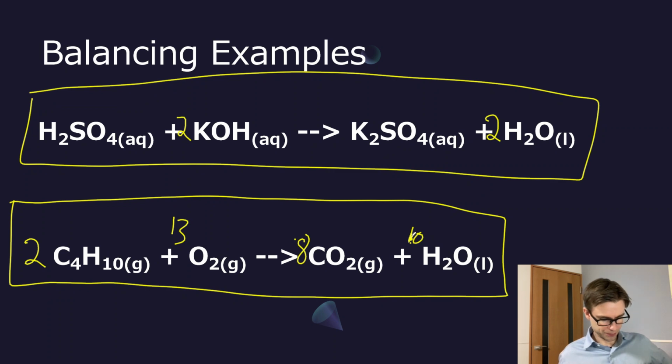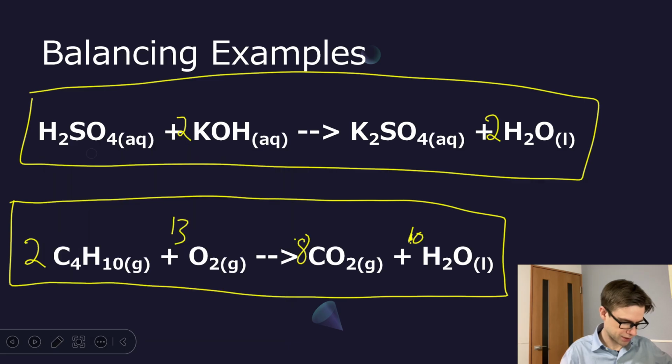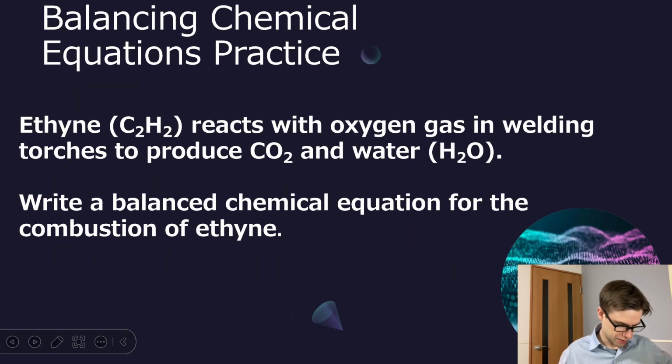Okay, so this is a really important skill you have to do very often. I think I have a little bit more practice on the following slides. Here's another one. Ethyne, C2H2, reacts with oxygen gas in welding torches to produce CO2 and water, H2O. Write a balanced chemical equation for this reaction. You should be able to do that fairly quickly.